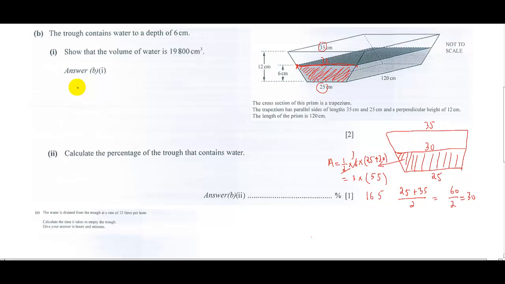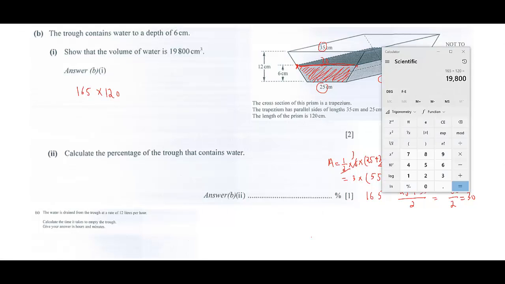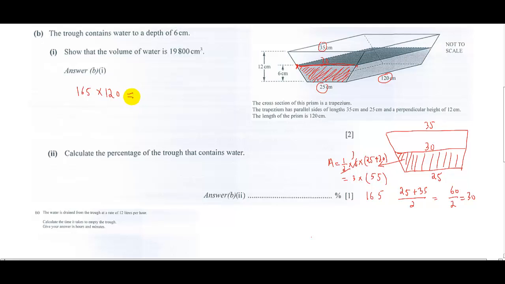Because this, which is water, is also a trapezium and also a prism, the height of this prism is also 120. So 165 into 120 is 19,800. So we proved that the volume of the water is 19,800, which matches with this.